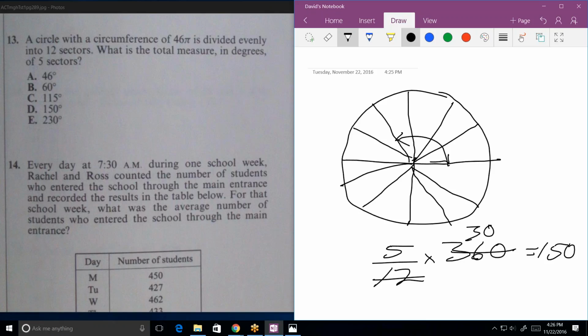Right. Again, that 46 pi is just to throw you off. You could waste a lot of time playing with that 46 pi. In other words, you might take that 46 pi circumference and figure out what the radius is and figure out what the area is, all of which would be wasted.